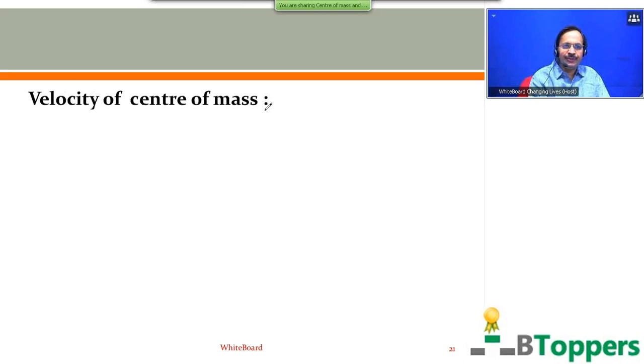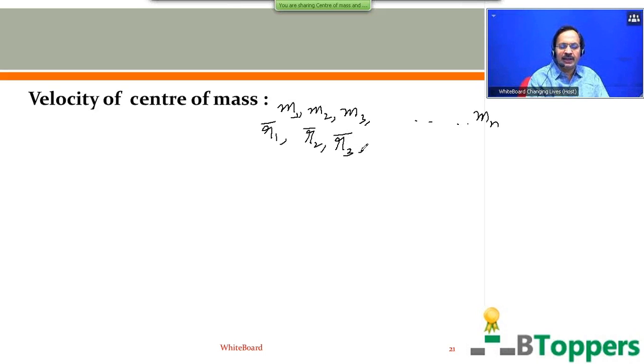If you consider a system of n particles with masses m1, m2, m3, etc. up to mn. If r1 bar is the position vector of the first particle of mass m1 with respect to origin O of a coordinate system, r2 bar is the position vector of the second particle of mass m2, and r3 bar is the position vector of the third particle of mass m3, and so on. The same way rn bar is the position vector of the location of the nth particle of mass mn.